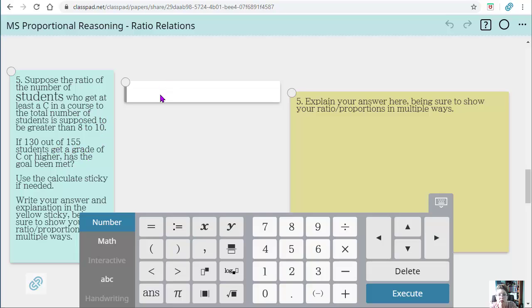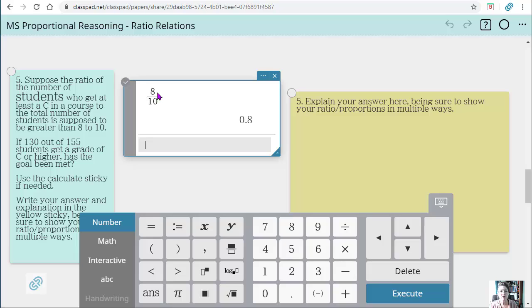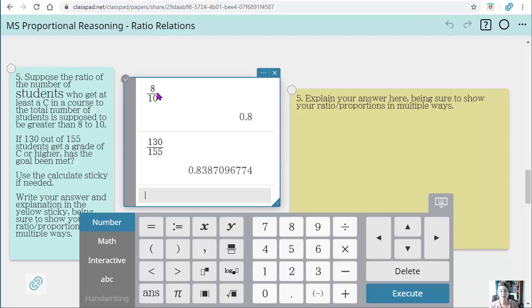So then they might want to say, oh, well, what's 8 to 10 as a percent? So I need 80%. So is 130 out of 155 also 80%? And it's more than 80%. So does that answer my question? And they could toggle back and forth between the decimal and the fraction if they want. But basically, there's lots of ways to describe this.